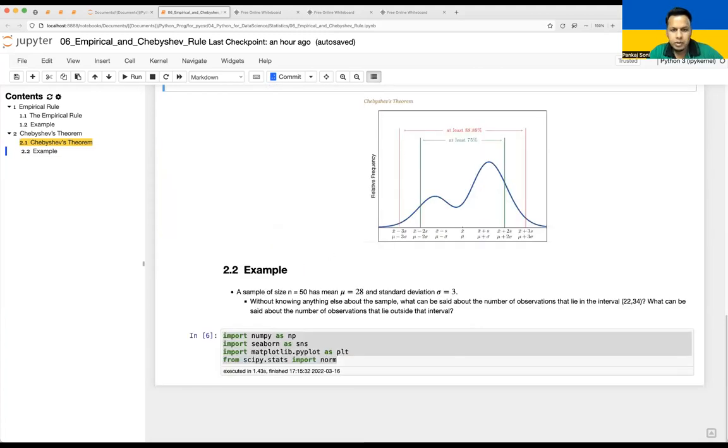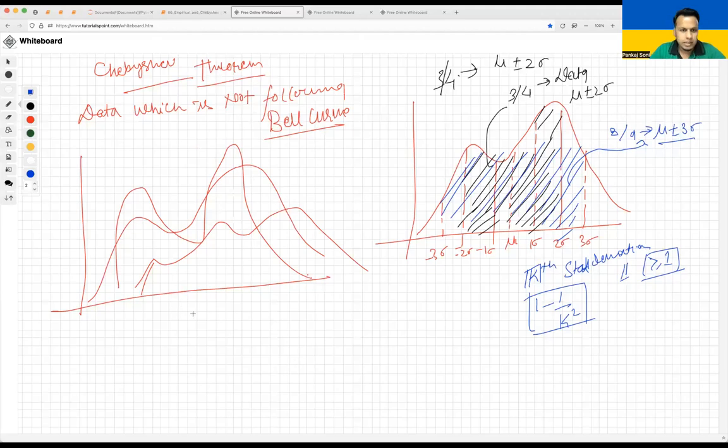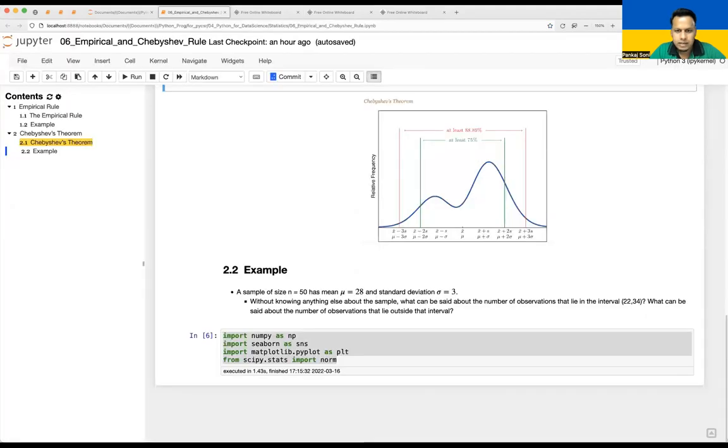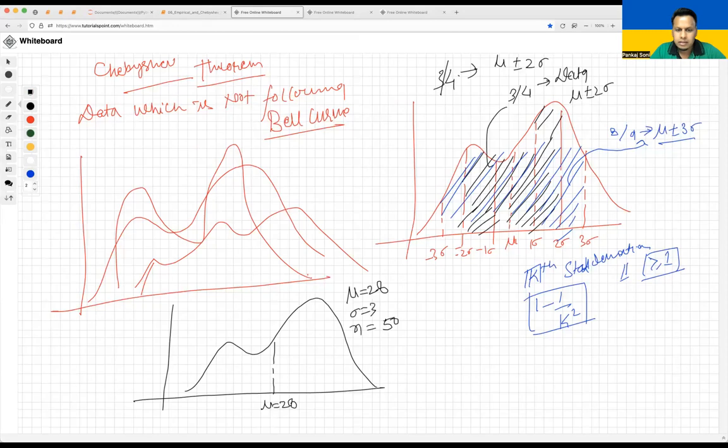So they are giving mu equal to 28. I'm just going to take this data once again. Let's say some data is there. Here is your mu equal to 28, and they are telling sigma equal to 3. So mu equal to 28, sigma equal to 3, and the number of population or sample, let's say, is 50. And what they're asking is 22 and 34.